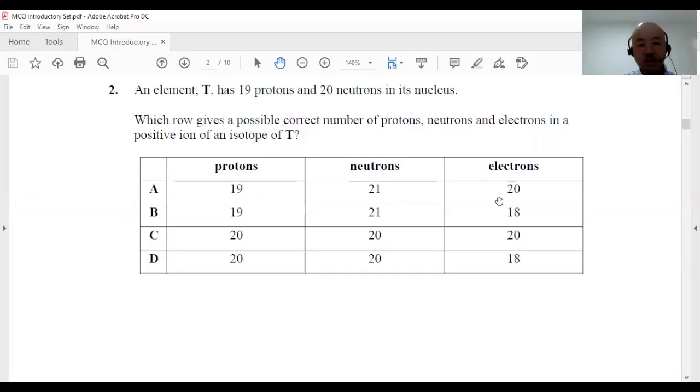Now, question 2 is another question on atomic structure, and this time around we're going to play with isotopes, a very, very important concept in this topic of atomic structure and ions, and this is a very tricky question if you ask me, okay?